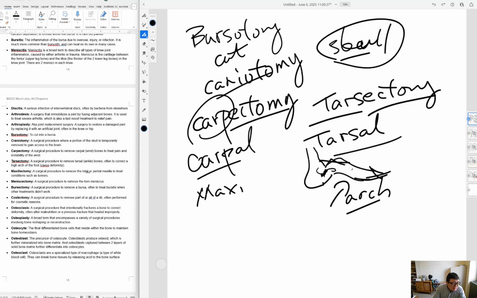Next is maxillectomy. Take away partial or the whole maxilla bone. Why do this? In most cases, there's a tumor growth. And many of those ectomies are to take away the tumors.